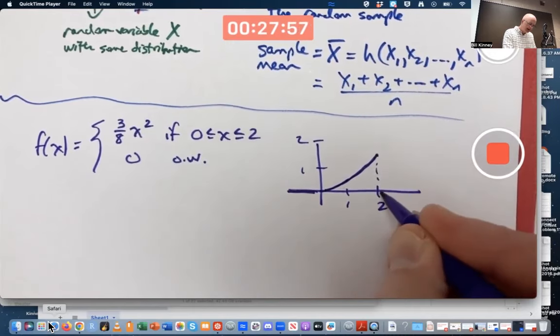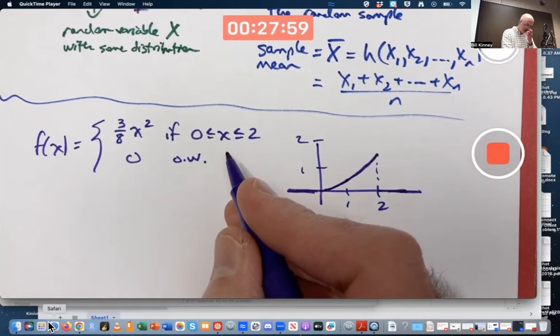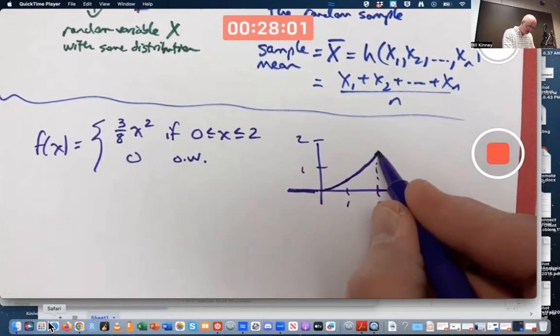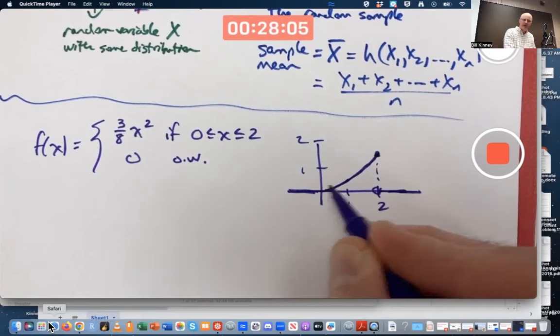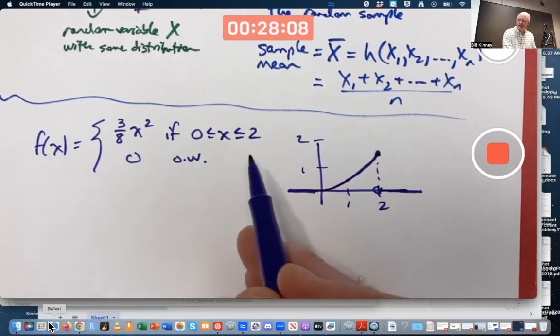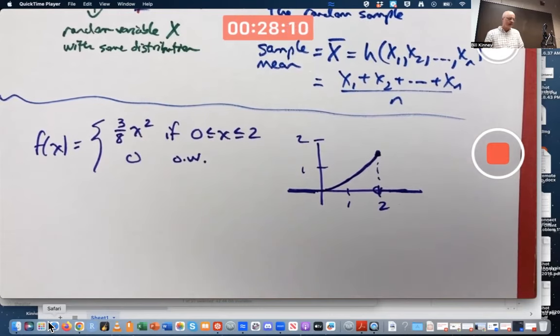It's 0 otherwise. I made these less than or equal to, so technically we'd have an open circle down there. But again, with a continuous random variable, it wouldn't matter if I use less thans. So there's our PDF. What's our application? I'm not saying.